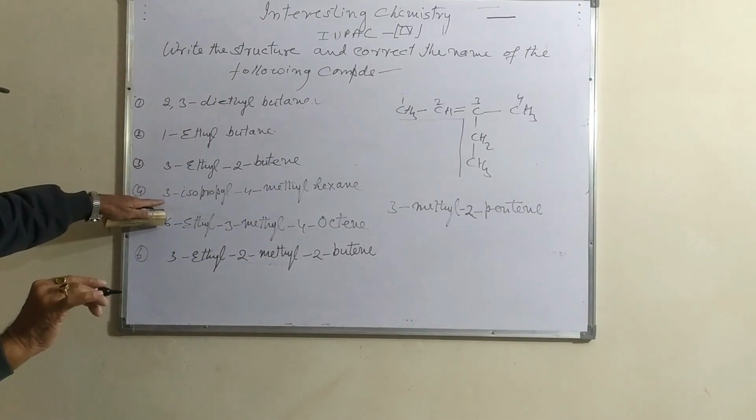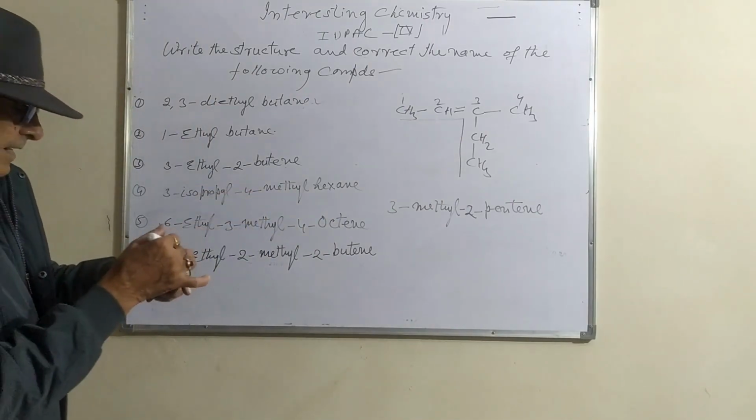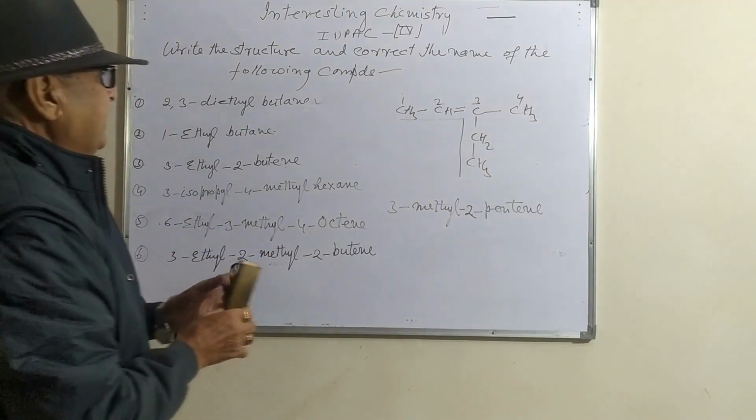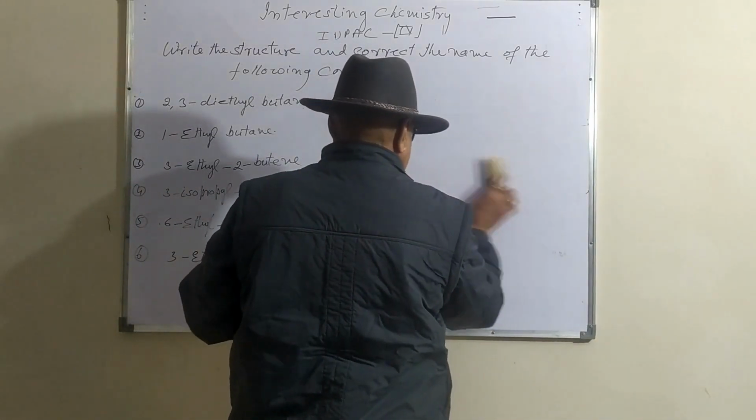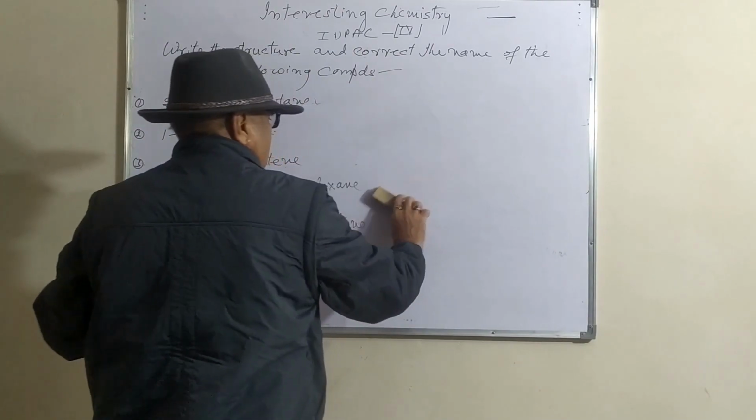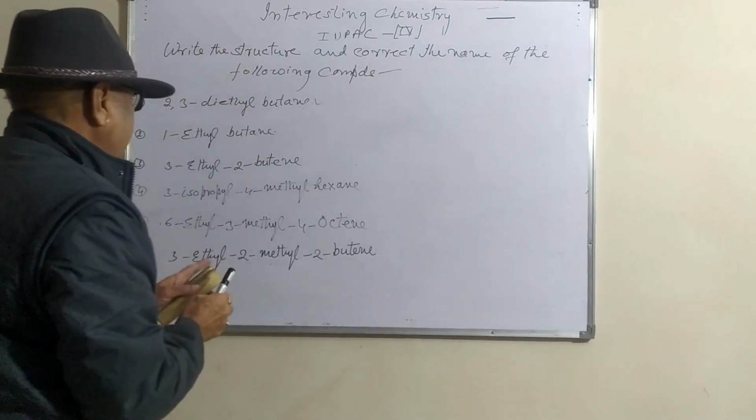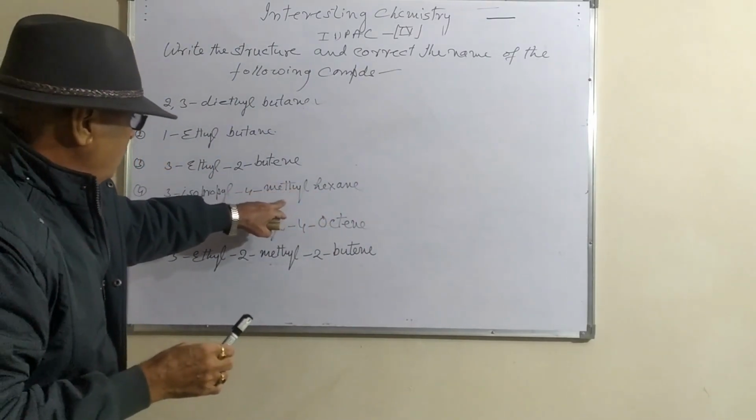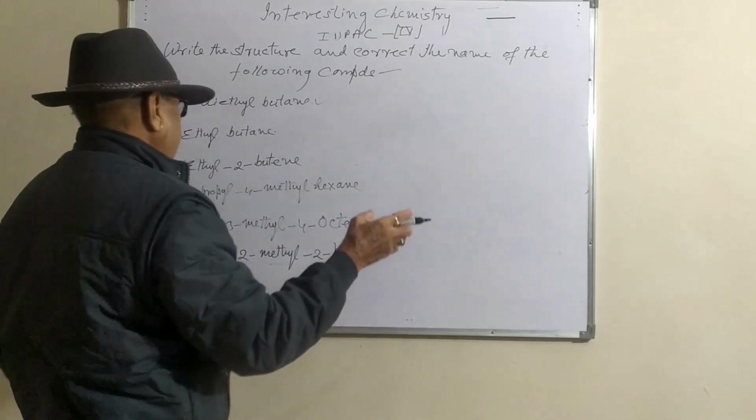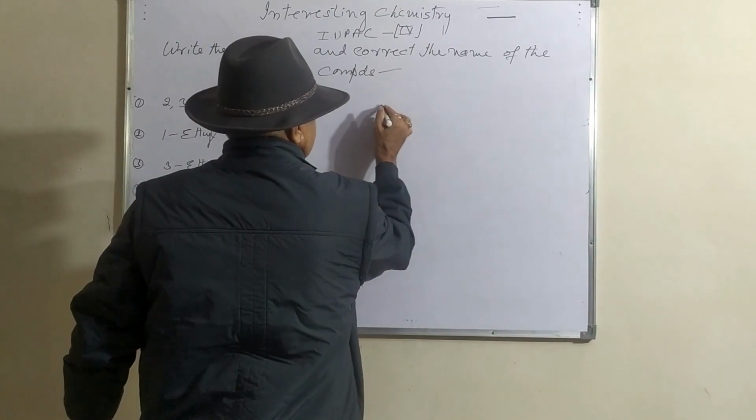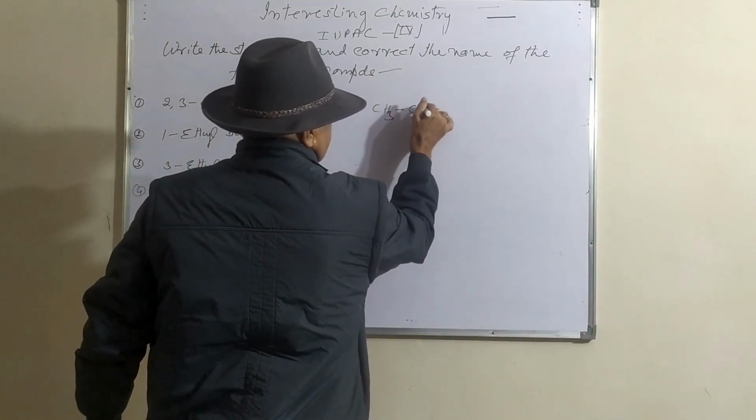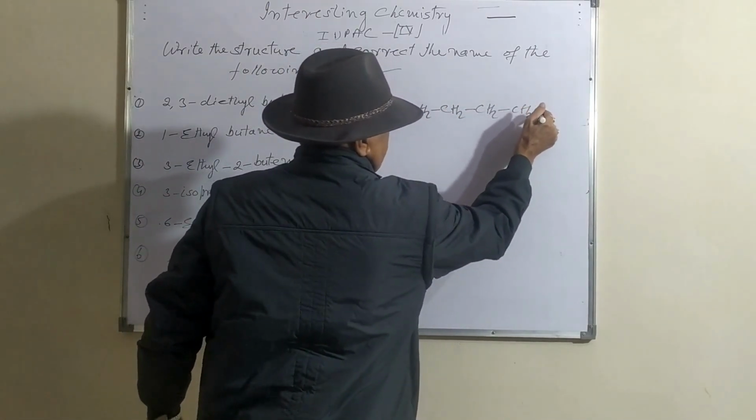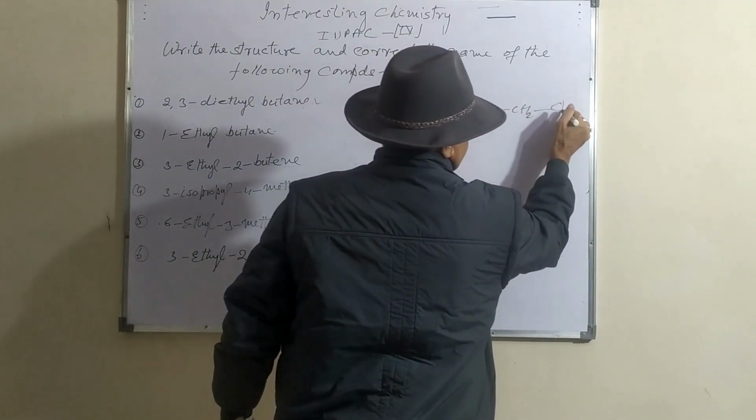Again come to number 4: 3-isopropyl-4-methylhexane. I will write the structure of this compound as the name is given. The parent compound is hexane, which has 6 carbon atoms: CH3, CH2, CH2, CH2, CH2 and CH3.